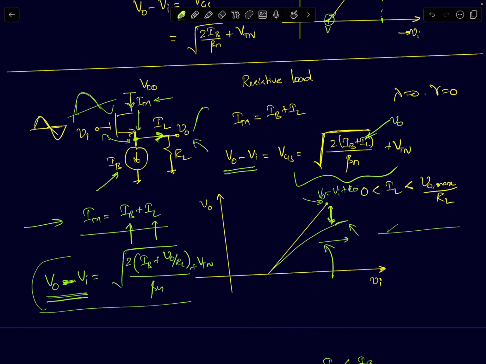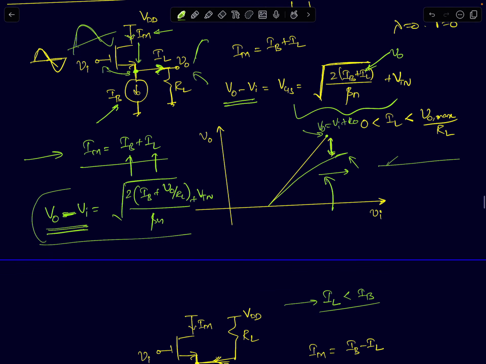So this is the problem of nonlinearity in a common drain amplifier with a resistive load. Okay, this is well known. I mean, these are not new things. These are well known for circuit designers. You'd encounter nonlinearity in the presence of resistive loads.